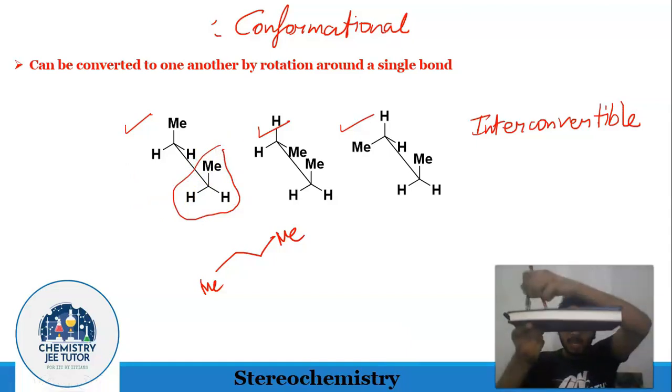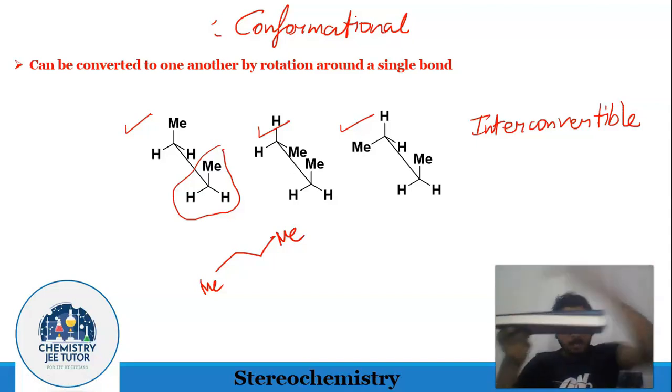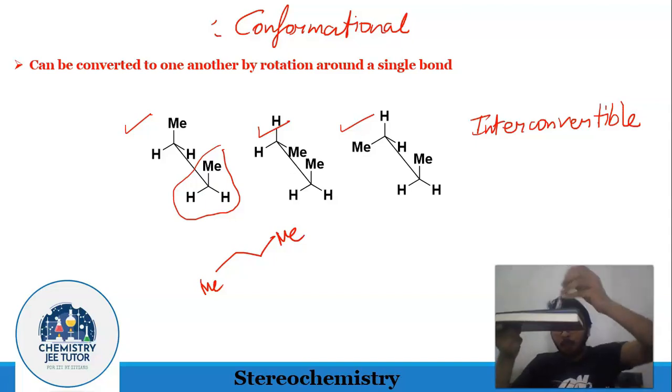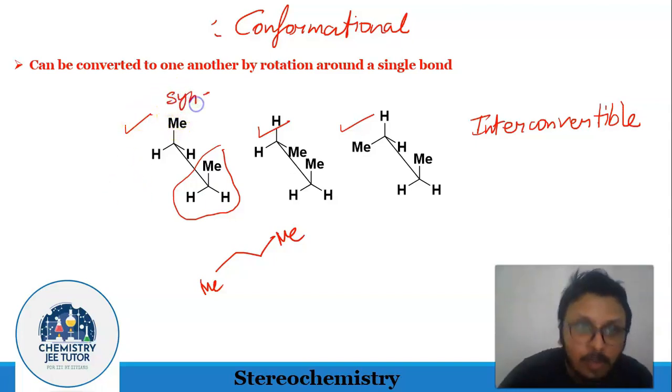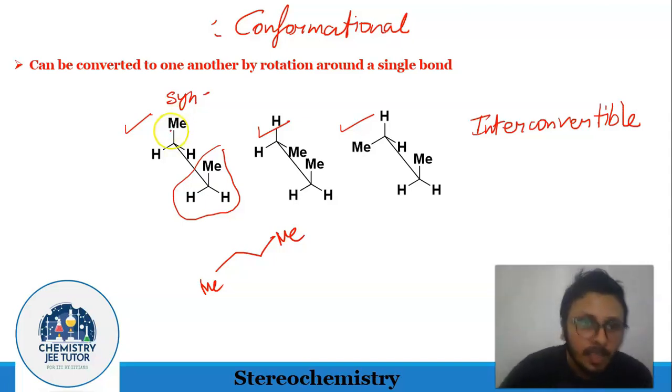We have a methyl here and another methyl here. You want to keep the red part of the molecule fixed, and rotate only the black part of the molecule. Suppose the methyls are in the same orientation. This is the syn orientation. We'll come back to the terminologies I'm using here. So here the two methyls are in syn orientation.